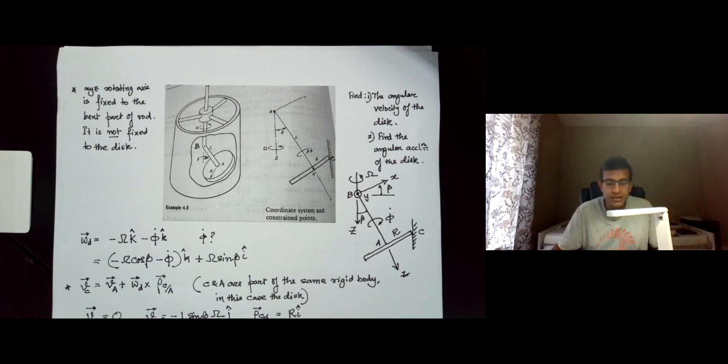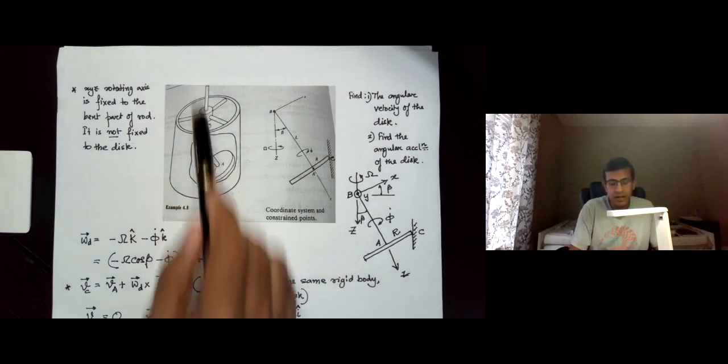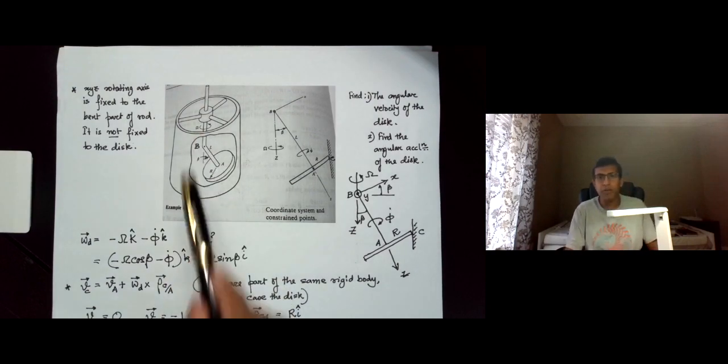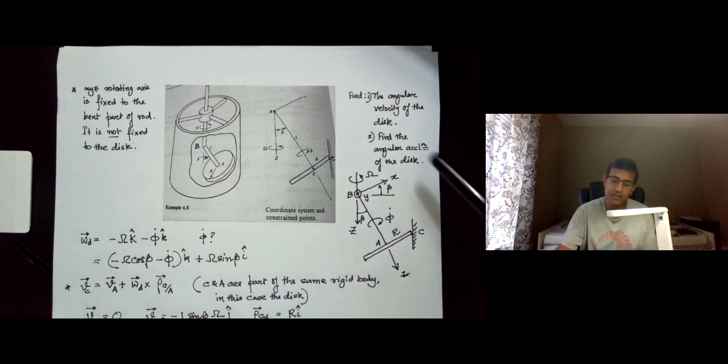So what is given to us is this length L, this angle beta, this radius R, and it is also given that the vertical part of the rod turns with a constant angular velocity of capital omega as shown in the figure. So with this as the given conditions, in the previous video on this problem, we solved for two things, and that is the net angular velocity of the disk, and the angular acceleration of the disk.